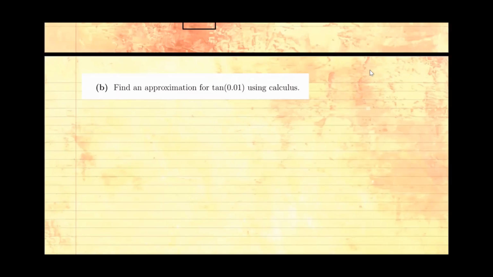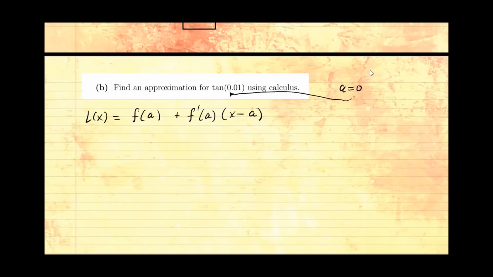But we know that our linear approximation is going to be L of x, which is equal to the function value at a plus the derivative at a times x minus a. Now I'm going to pick a to be 0 because I know 0 is close by this number right here, and I also know tangent of 0. Okay? So let's find our f of a. So we're picking the function f of x to be tangent of x because you're approximating tangent of some number. So it makes sense to pick tangent to be your function.